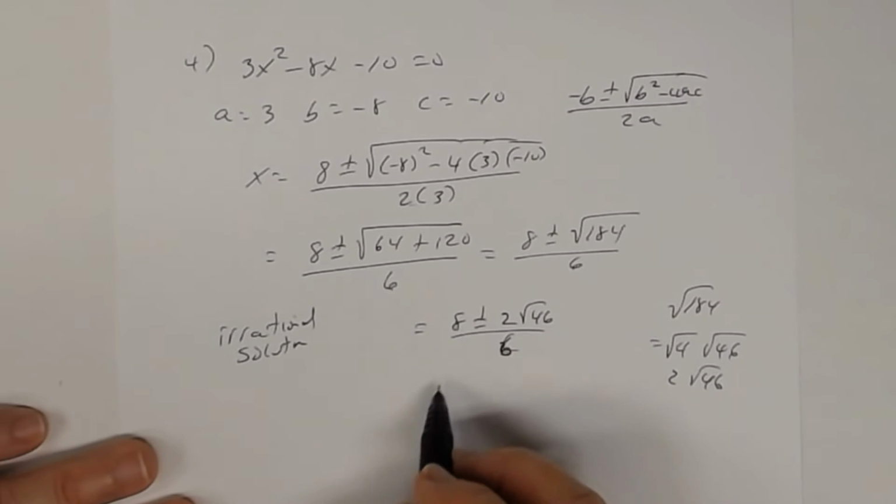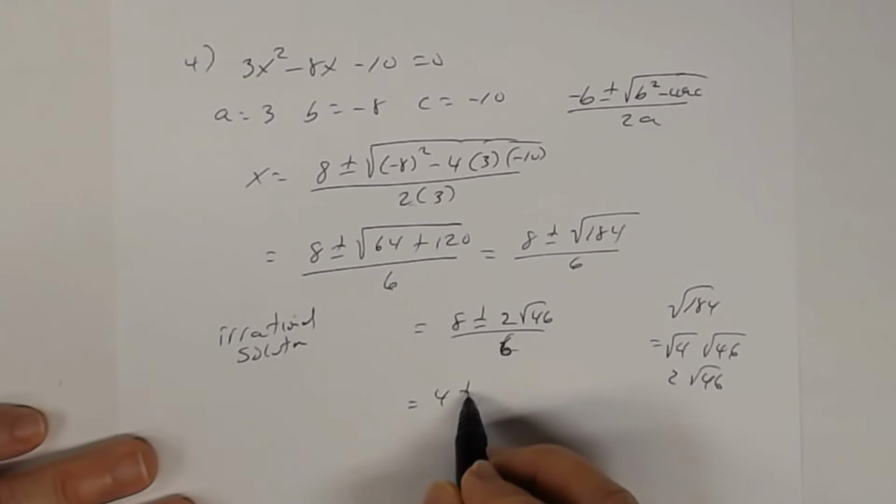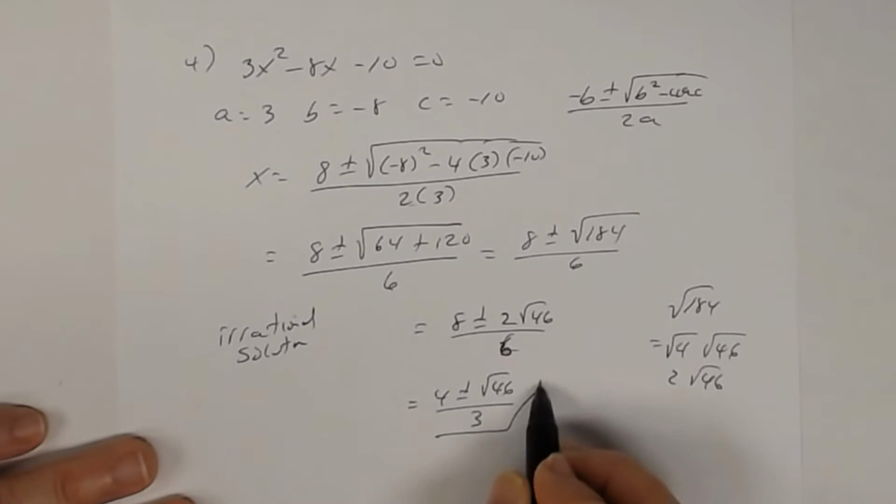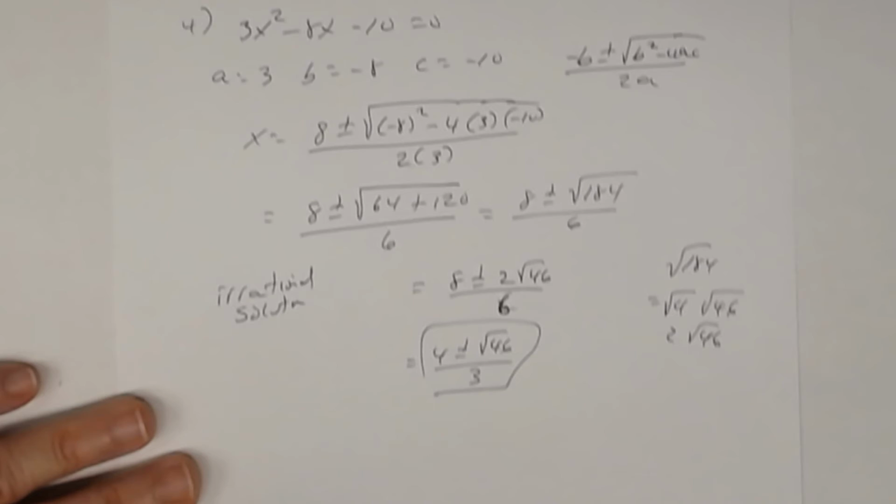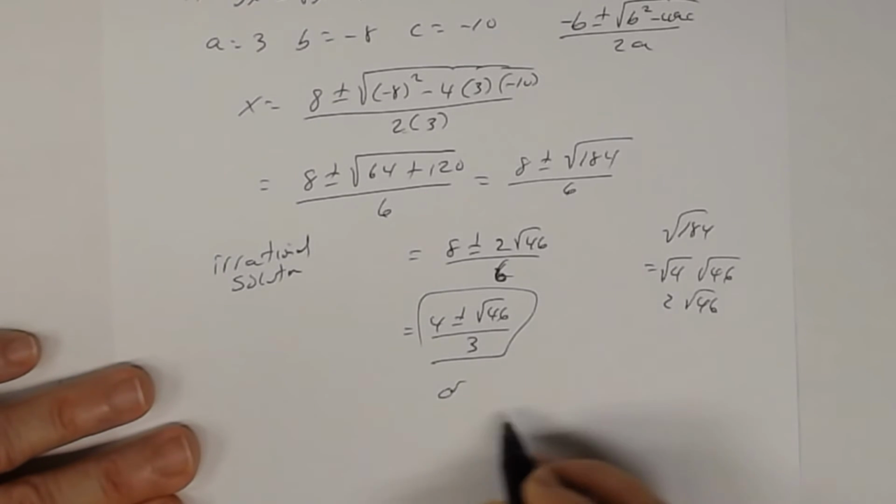So 8 divided by 2 is 4. 2 divided by 2 is 1, so that's just the square root of 46. And then 6 divided by 2 is 3. And that's it. Now if you want to write them separately as two separate solutions, you can.